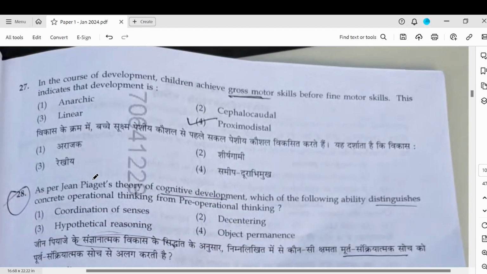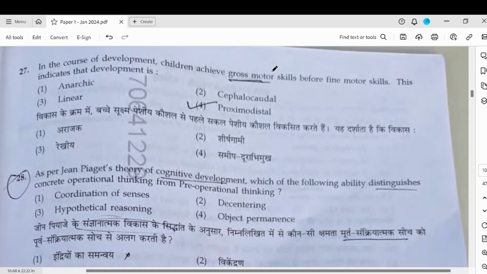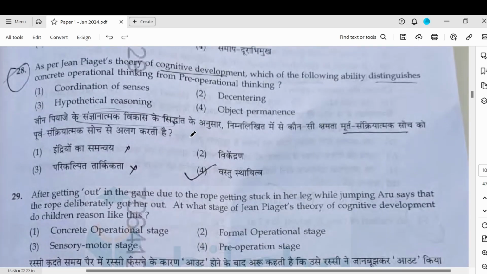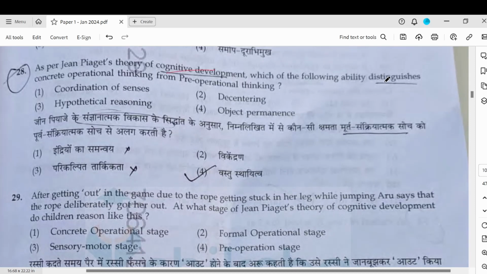Question 27. In the course of development, children achieve gross motor skills before fine motor skills. So this is called proximodistal. As per Piaget's theory, which of the following distinguishes concrete operational from pre-operational? Pre-operational is your 3 to 7 years, and this is your 7 to 11 years. Coordination of senses, this is sensorimotor. This is formal operational, object permanence. So this is the decentration. In pre-operational thinking, the child is centered, so there's no centration anymore.